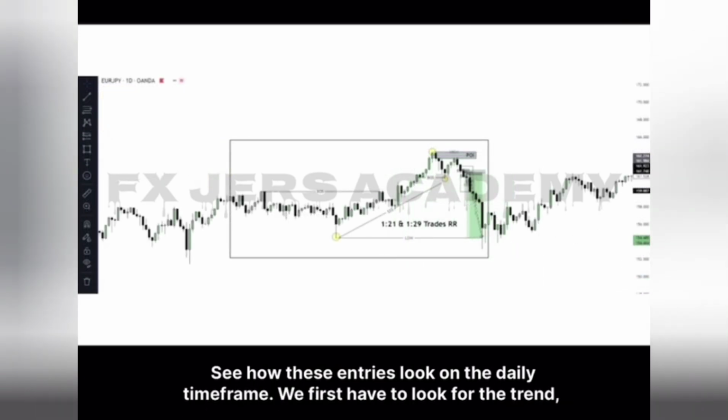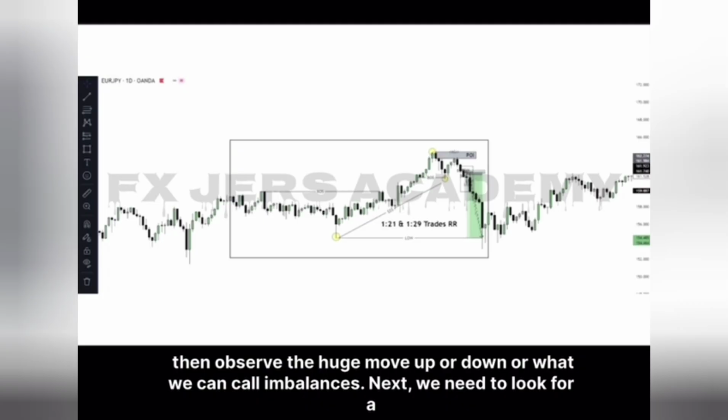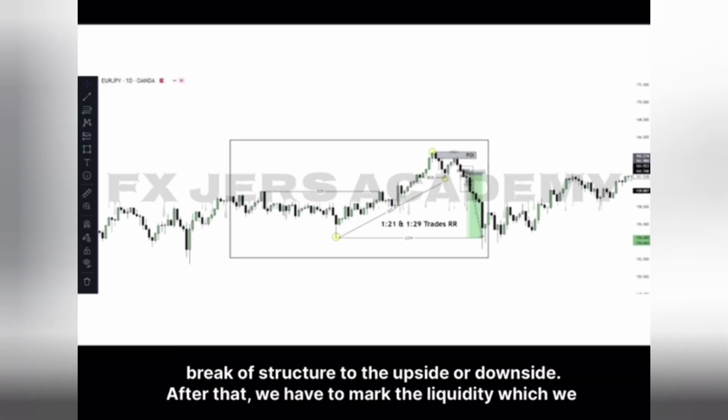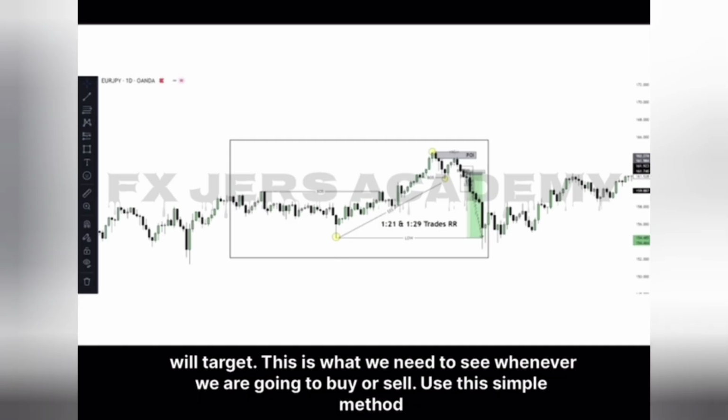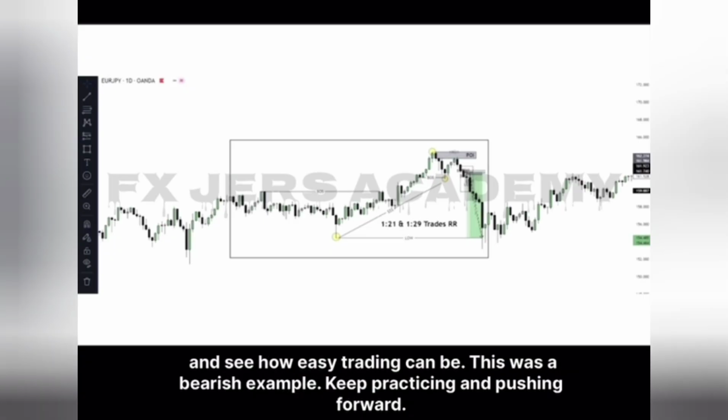See how these entries look on the daily time frame. We first have to look for the trend, then observe the huge move up or down, or what we can call imbalances. Next, we need to look for a break of structure to the upside or downside. After that, we have to mark the liquidity which we will target. This is what we need to see whenever we are going to buy or sell. Use this simple method and see how easy trading can be.